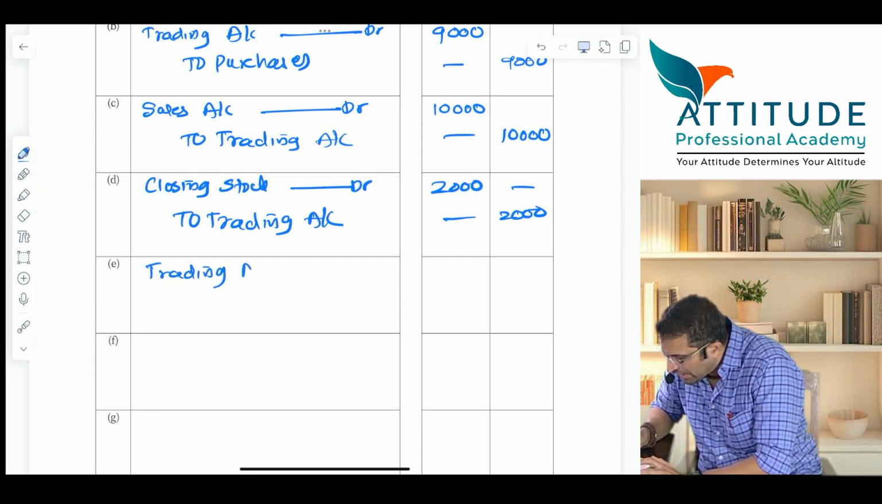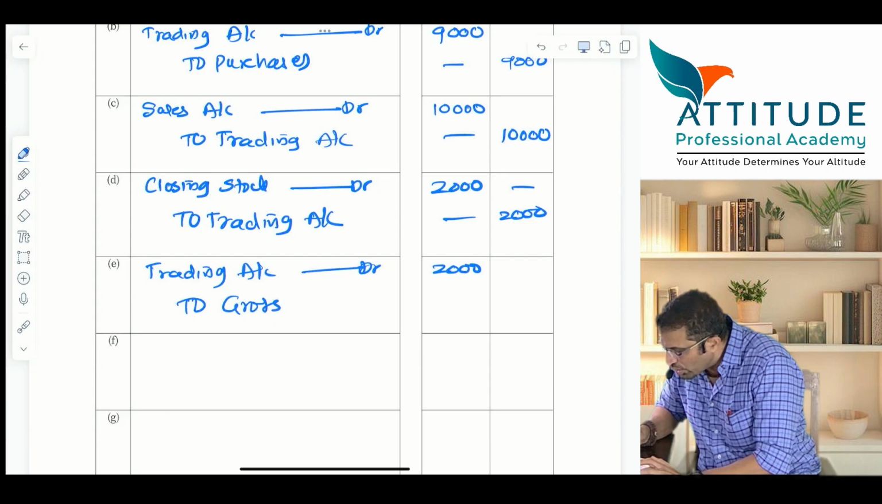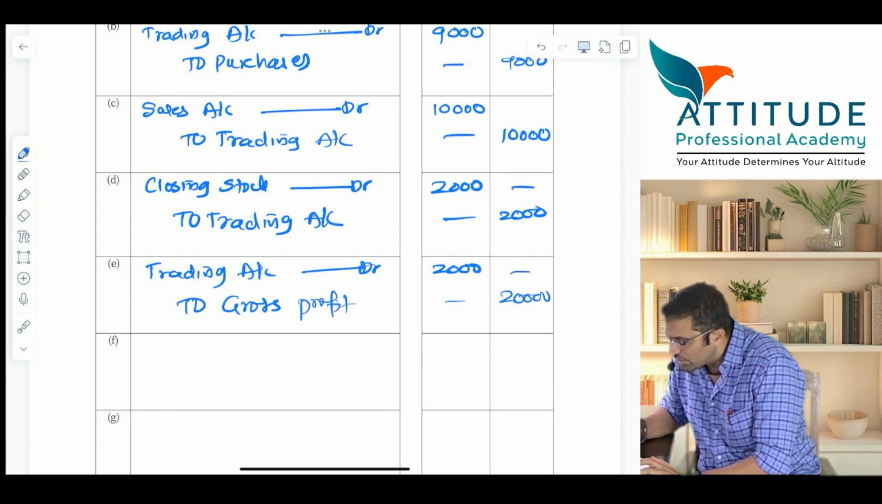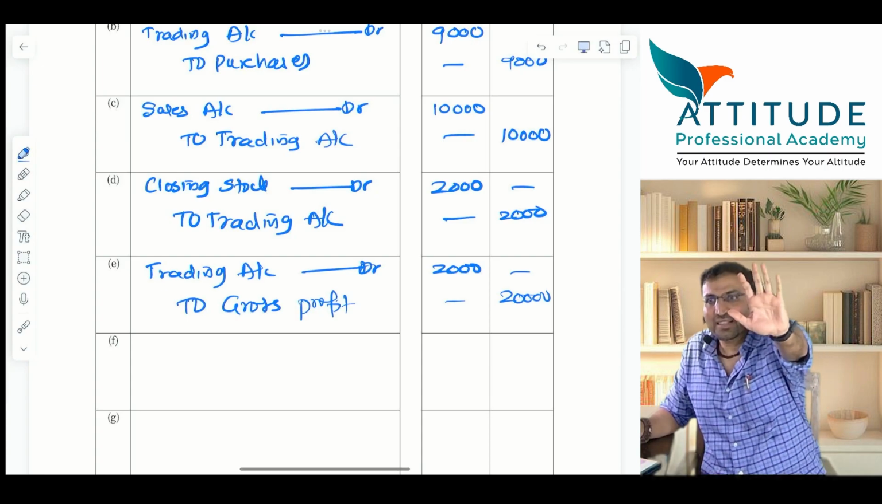Trading account debit 2002, gross profit account. How much? Clear?